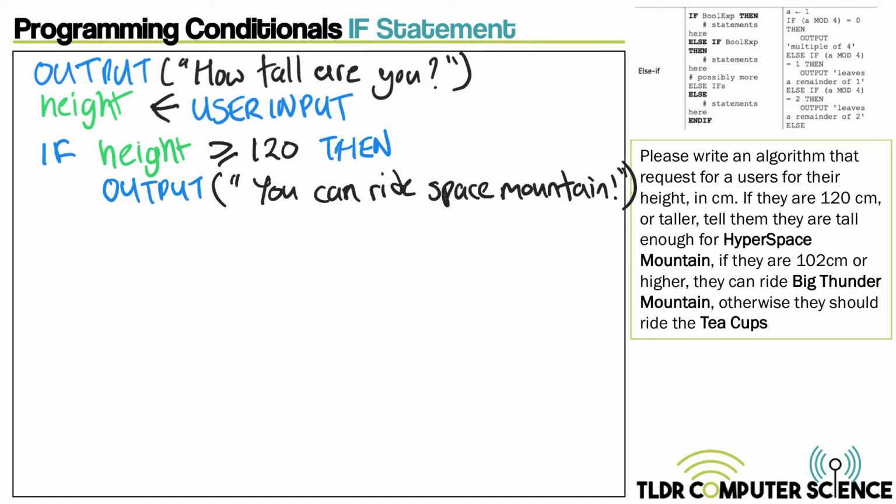Now, here's where we're going to do a change. Now we're going to do a new command. We're going to go else, one word, then if, second word. And we need to put the test. Well, the test is to see if they're tall enough for Big Thunder Mountain. So we'll say height is greater than or equal to, and I think it's 102.